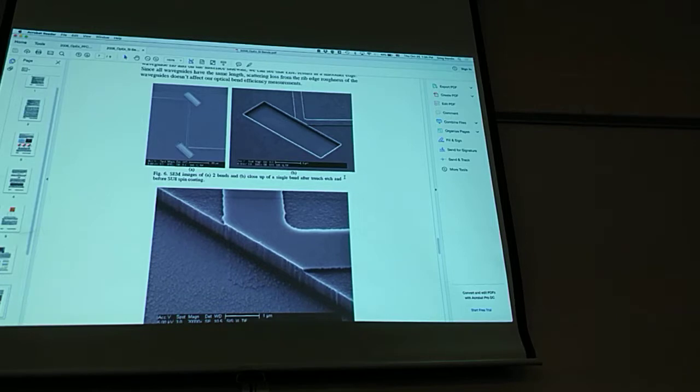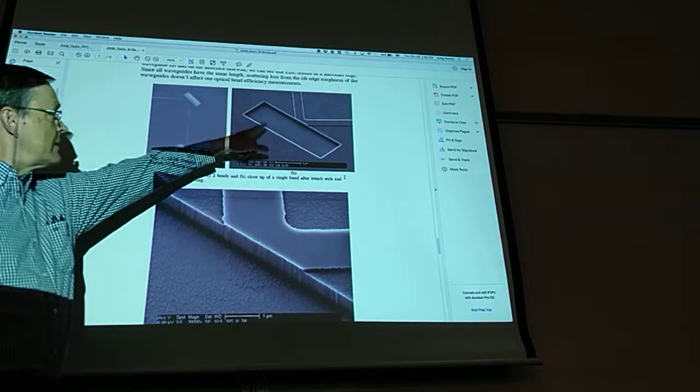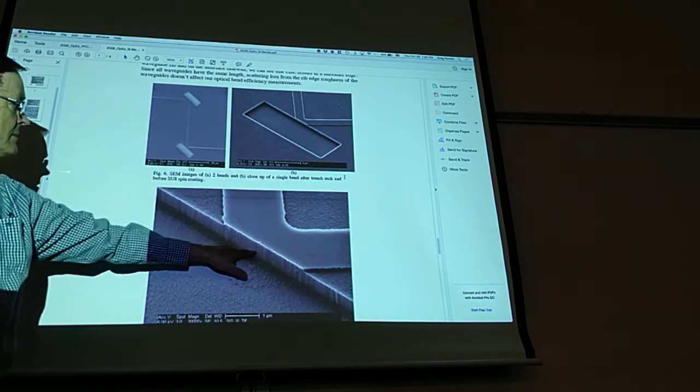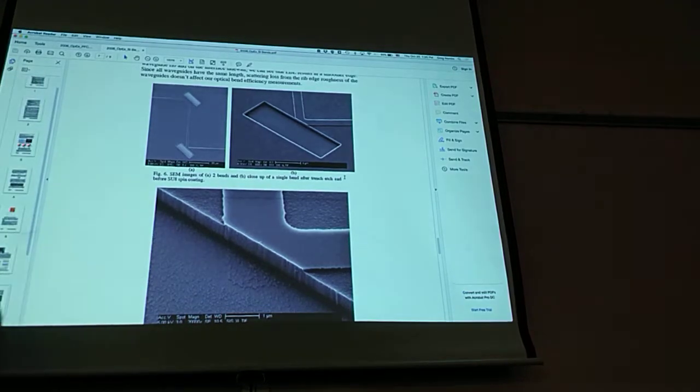But this is what the etched surface looks like in relation to the waveguide. And here you can see that surface. It looks a little bit rough, but it's not too bad. And it actually worked quite well. So when I came here, I bought the STS reactive ion etcher for this work. So that's why we have the STS in the clinic.